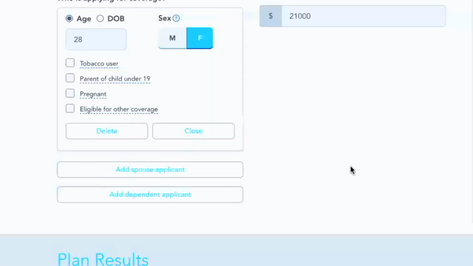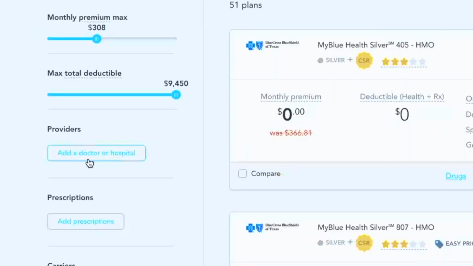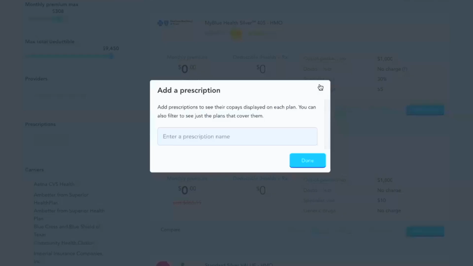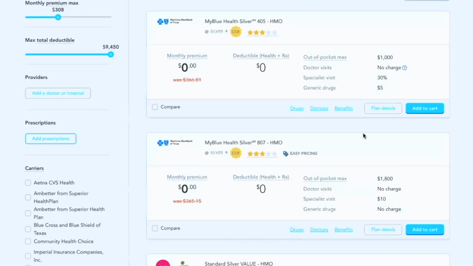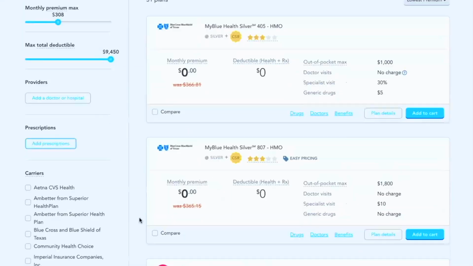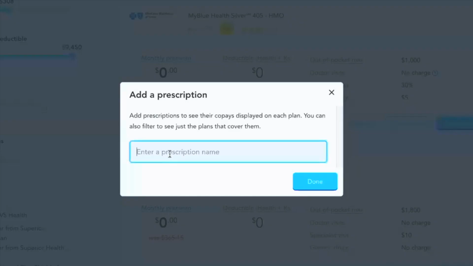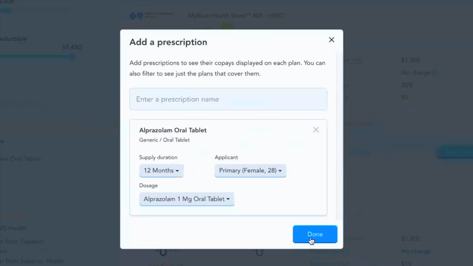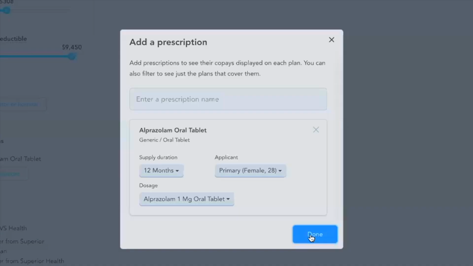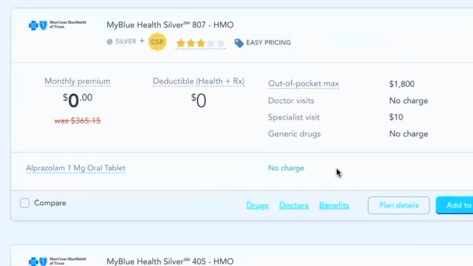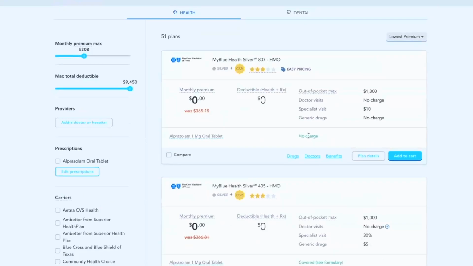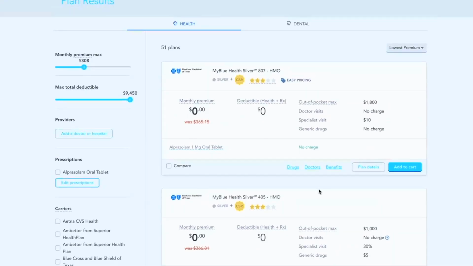Let's go back here. Here we can add her doctors. We can add doctors here. We can add medications as well. And it would tell us if the medication is covered or not. Let's add a medication. Let's say she's taking Xanax. Let's say she's taking this generic medication. We'll add that. Let's say it's 1 milligrams. And as you can see, the medication is covered and it's no charge, okay? You can do the same thing to see if a doctor is in network.